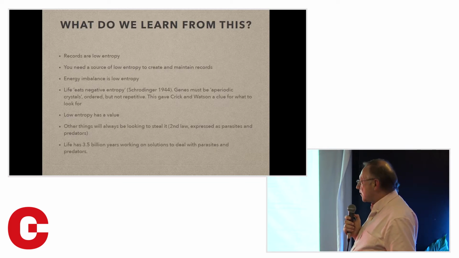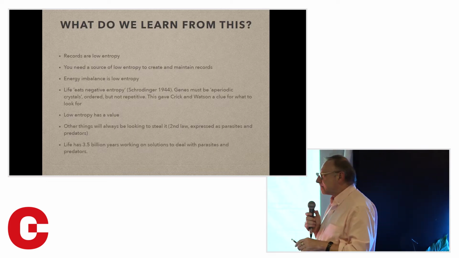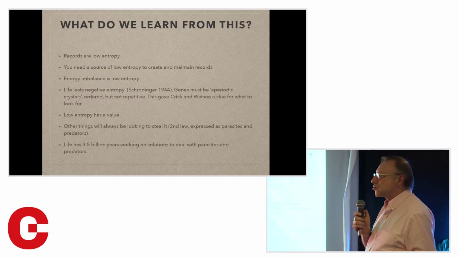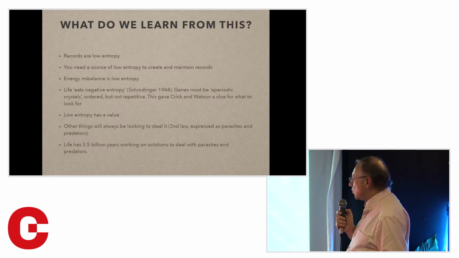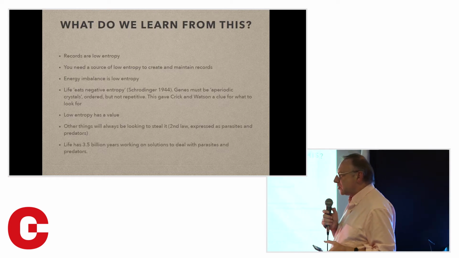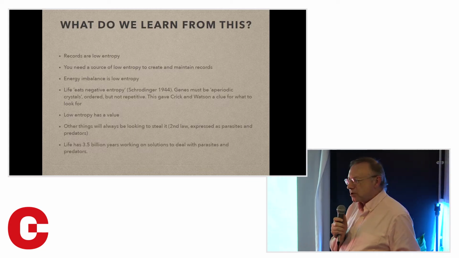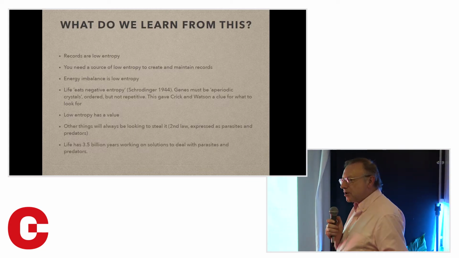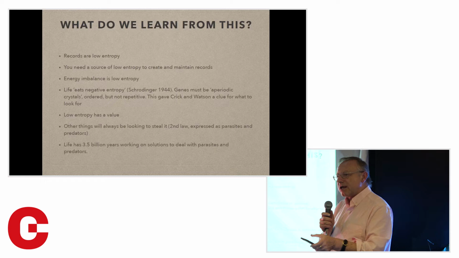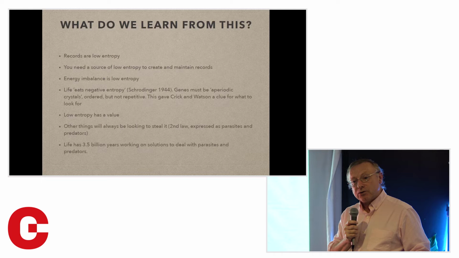Living things have had 3.5 billion years working on solutions to deal with parasites and predators. That means to deal with malicious agents who are trying to disrupt your low entropy records. And in fact, when you look at the evolution of cryptocurrency, you can see that it's replicating many of the solutions that have already been worked out in living systems. So you can look at systems that people are proposing and see, yes, that matches with something that living things have already worked out. So it's probably quite a good idea.